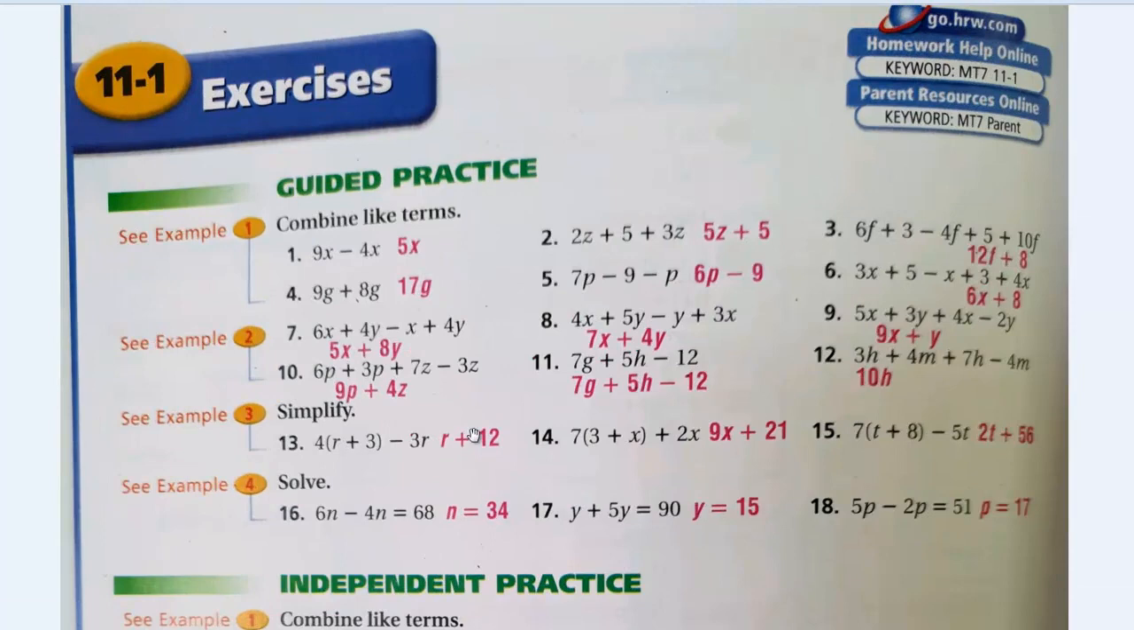Question here: combine like terms. So let's see how we will do this. Question 1, 9x minus 4x. Here what we will do is take the like terms.